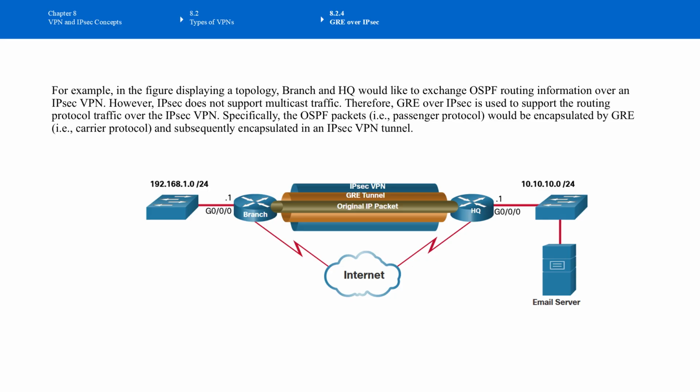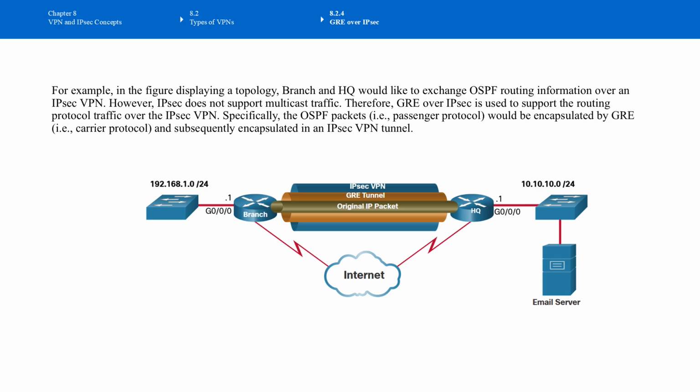This figure shows a GRE tunnel protected by an IPsec VPN between a branch office and the headquarters. The branch office network is 192.168.1.0/24, and the headquarters network is 10.10.10.0/24. The original IP packet travels between the two private networks. The GRE tunnel that encapsulates the original IP packet creates a logical tunnel between the branch and the headquarters routers.